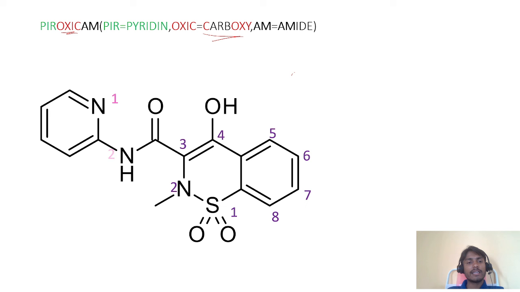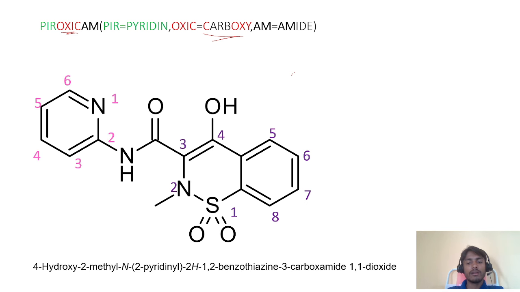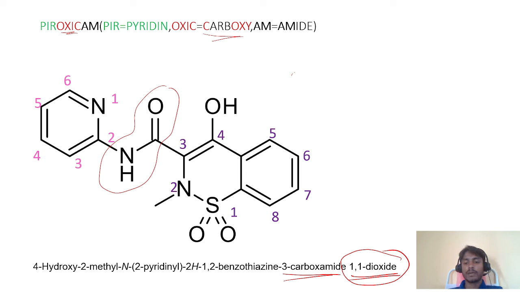Okay, next, pyridine numbering. See here, a 1,1-dioxide group is there. At the third position, what is there? An amide group is there, that is carboxamide. The third position is containing carboxamide.